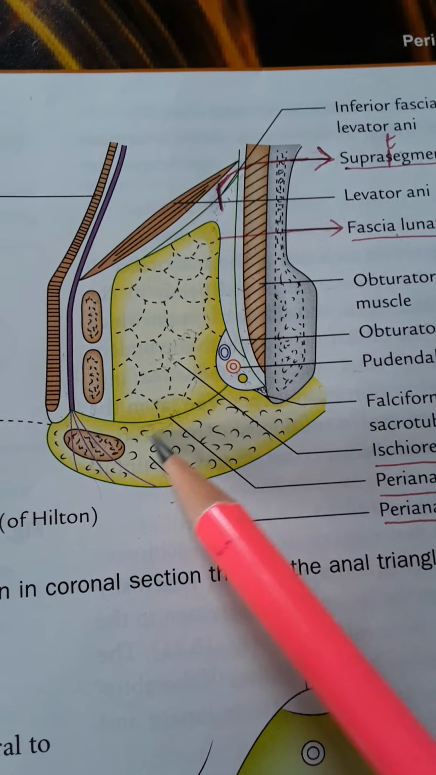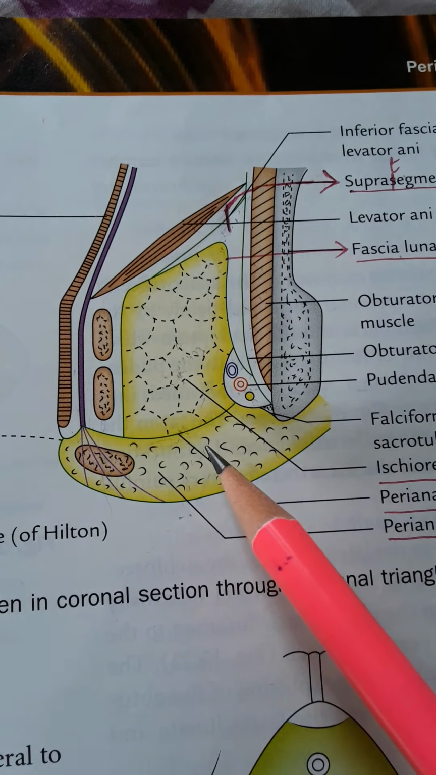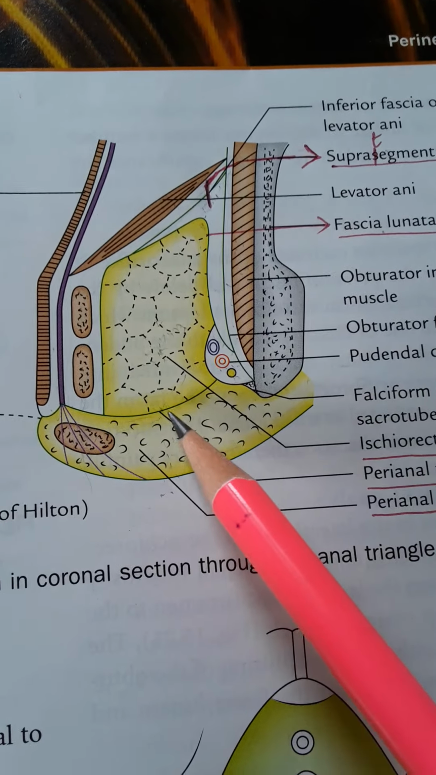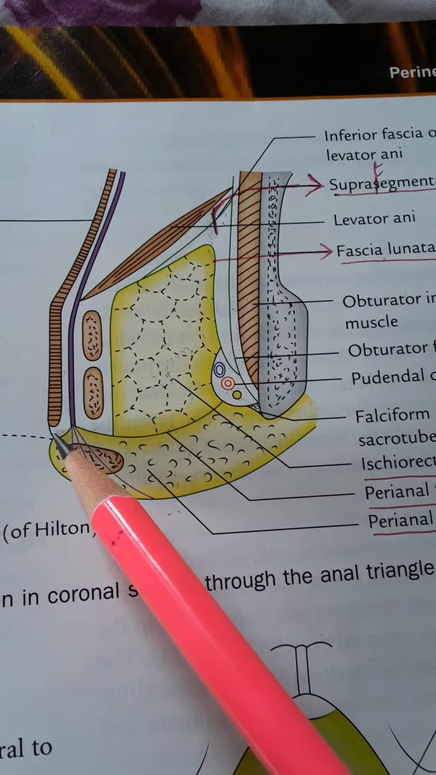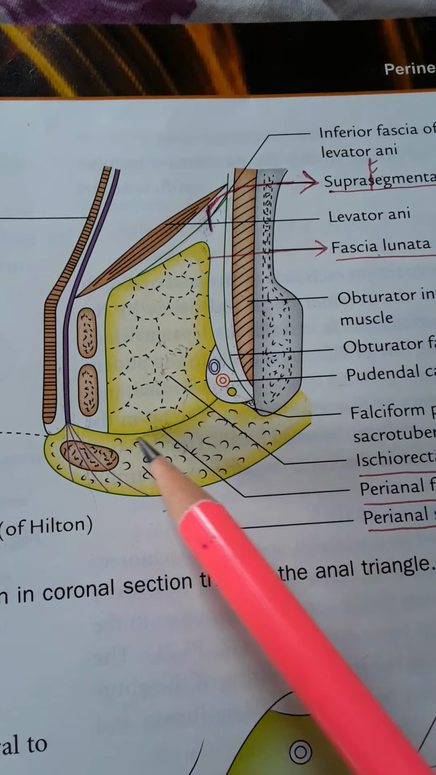This is the skin. The superficial fascia contains fat, loculated fat here. Deep to this comes another fascia which extends from the ischial tuberosity to the lower part of the anal opening. This is called the perianal fascia.